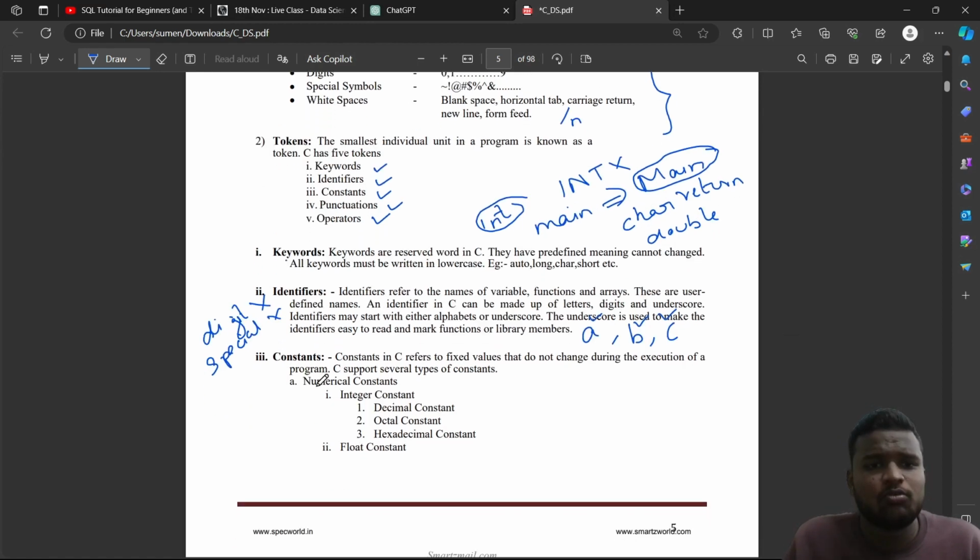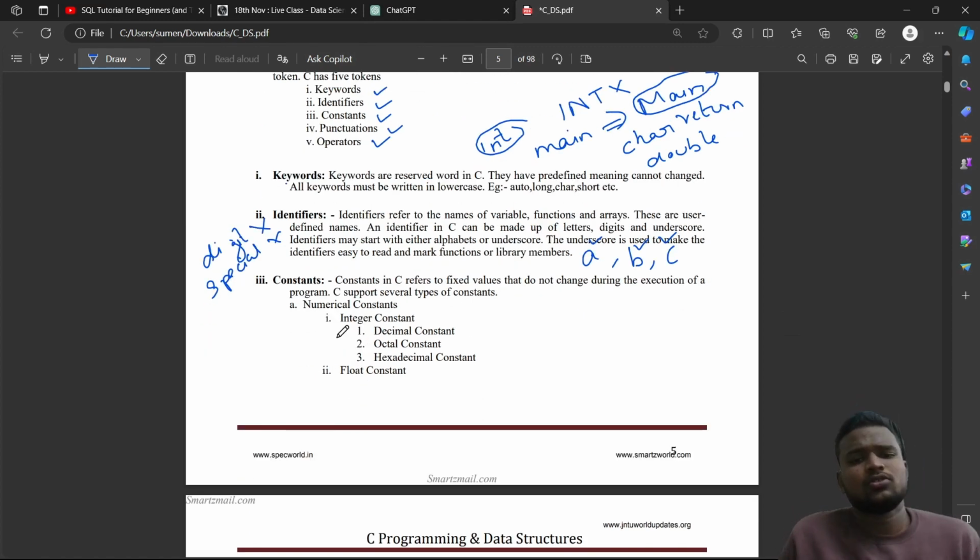Okay, so now moving on to constants. A constant in C refers to fixed values that do not change during the execution of a program. It means that if you declare A equals 10, this is fixed. You cannot change it again. Once the program starts its execution, you cannot change its value.